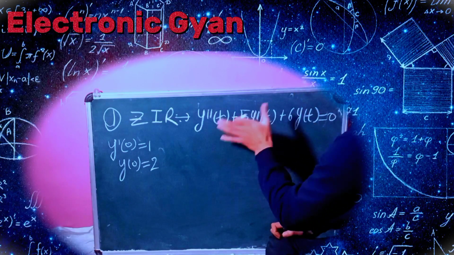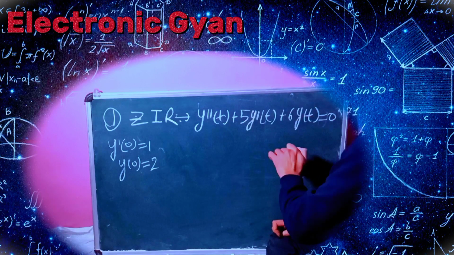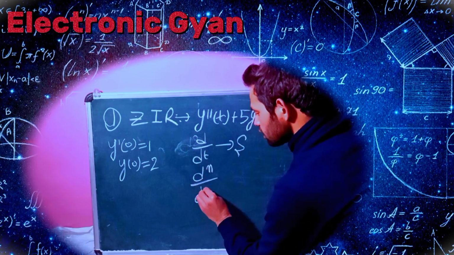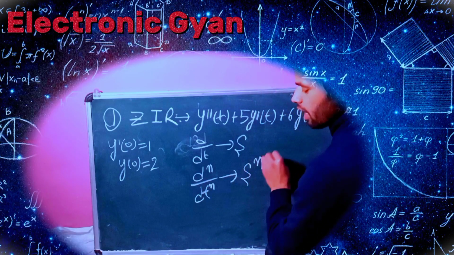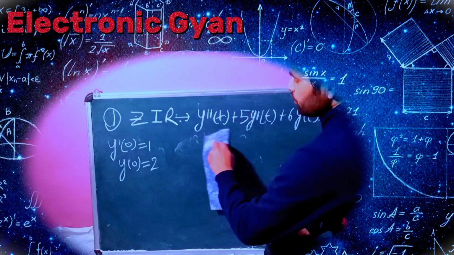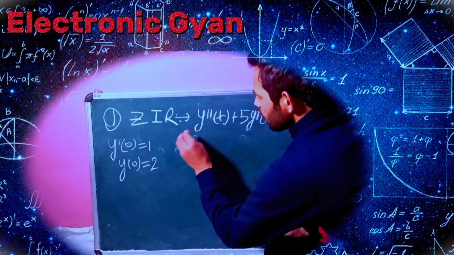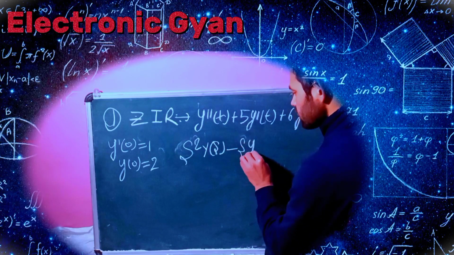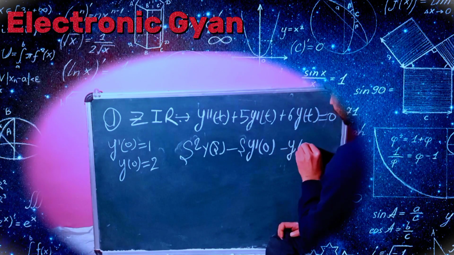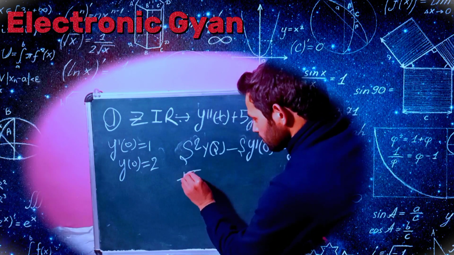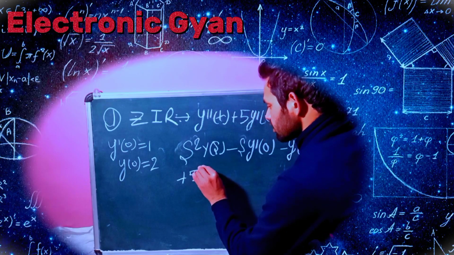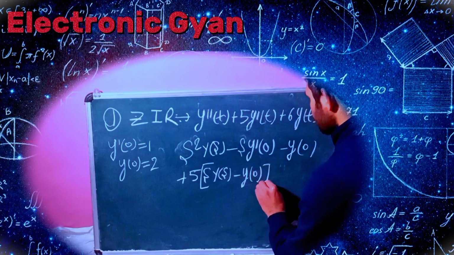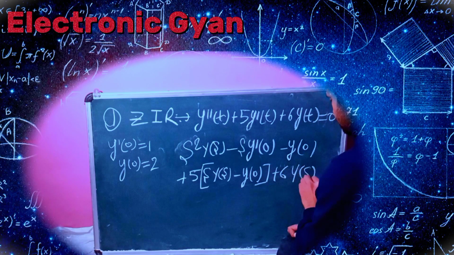Now by applying the Laplace transform to this differential equation, as we know very well, the Laplace transform of d to the power n by dt to the power n is s to the power n. So the Laplace transform for this is s square y of s minus s y dash of 0 minus y of 0, then plus 5 into s into y of s minus y of 0, plus 6y of s is equal to 0.